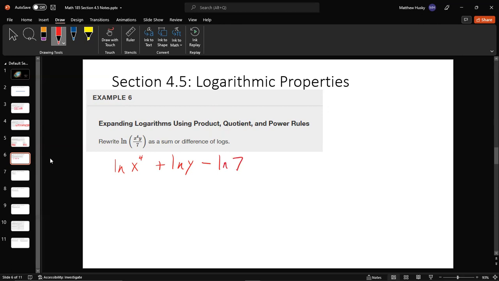At this point, any powers that might still be at play, those numbers you're going to need to remove from inside. You're going to pull them out to the front and multiply them. So then what that would mean is that this is 4 ln of x. The 4 just comes out to the front. And then the rest of this stays the same because the y and the 7 don't have any powers. They're just going to stay as is. And there you go. That is what that would be equivalent to.